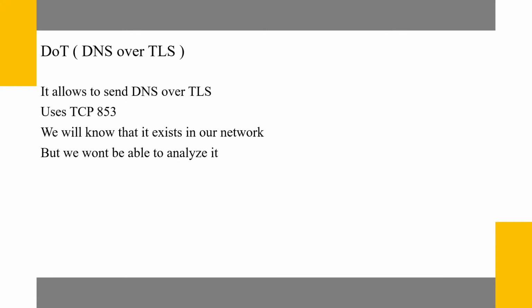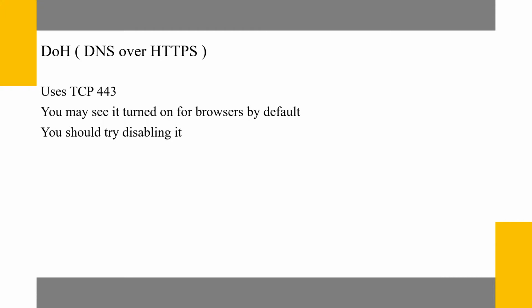DoT allows for DNS information to be encrypted over TLS using port 853. This port should be blocked so that DoT is not used in your organization and you can monitor the traffic. Another method that DNS information is being encrypted is by being sent over HTTPS. Most browsers nowadays have this enabled by default, and it's important to disable it to be able to analyze your DNS traffic.